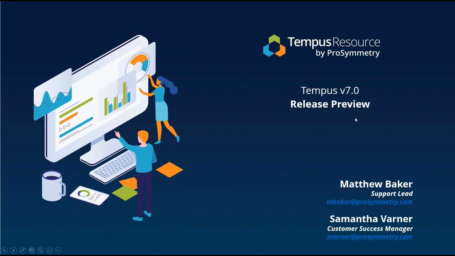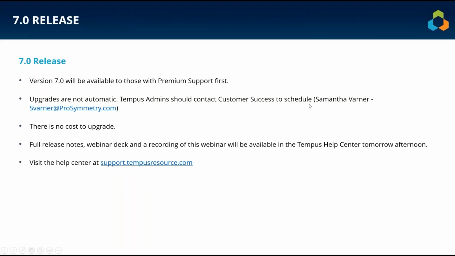Before we get into the new functionality, I do just have some action items and some things I wanted to say beforehand. With the new version 7.0 coming out, I just want to let everyone know that 7.0 will be available to those with premium support first. So that will be the prioritization when it comes to upgrading. The upgrades will not be automatic, so you will have to reach out to your customer success manager to schedule that upgrade and get that process going. Samantha Varner, who was talking earlier, will be your customer success manager, and feel free to reach out to her when 7.0 does become available, and she can go ahead and get that process started.